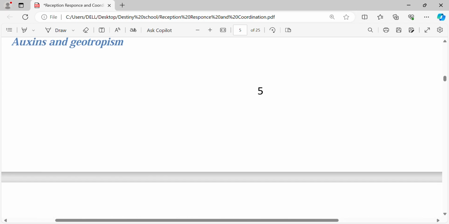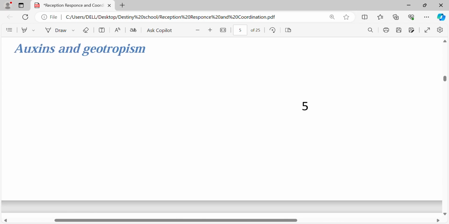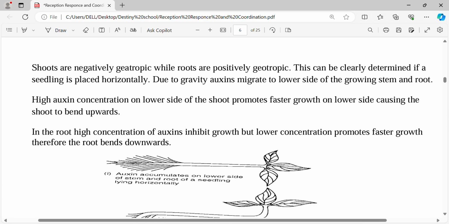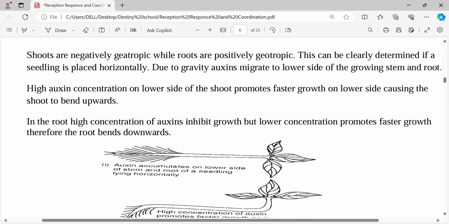So auxins and tropism. The second one, let's talk about auxins and geotropism. Here we are talking about auxins and geotropism. First, we all know that geotropism is the response in favor of or away from gravity. It is basically influenced by gravity. Geotropism is influenced by gravity.